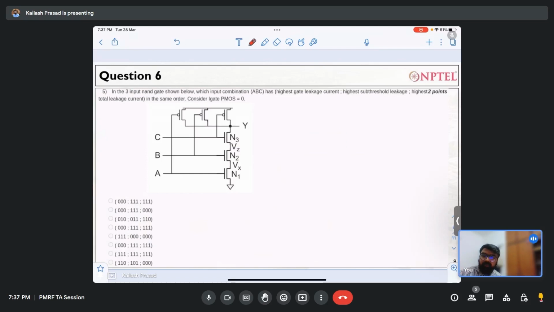You may interrupt me wherever you are not understanding the concept. This is a gate given over here. It is a 3-input NAND gate, and the question is, which input combination has the highest gate leakage current, highest subthreshold current, and highest total leakage current? To have the highest subthreshold leakage current, highest gate leakage current and highest total leakage current, you can have only two combinations: either all of the inputs are 0, 0, 0, or all of the inputs are 1, 1, 1. So these are the two scenarios which can happen.